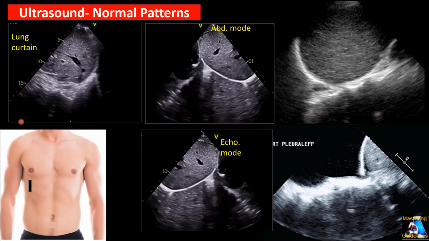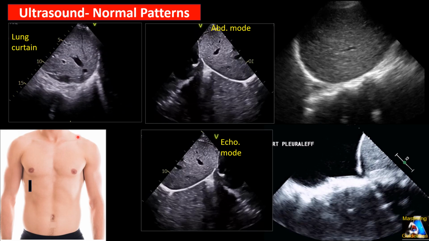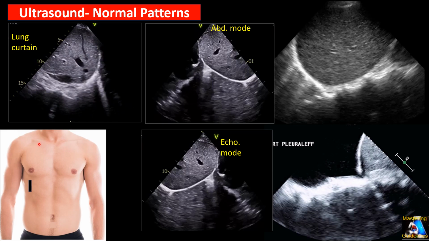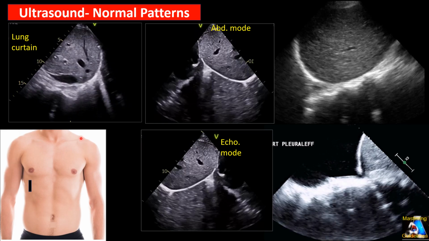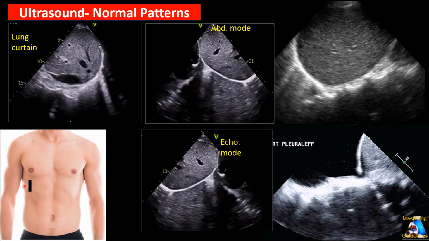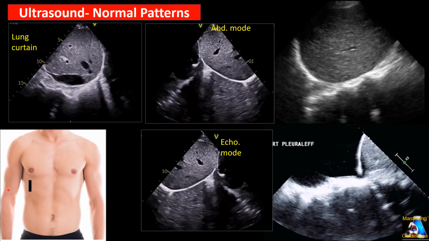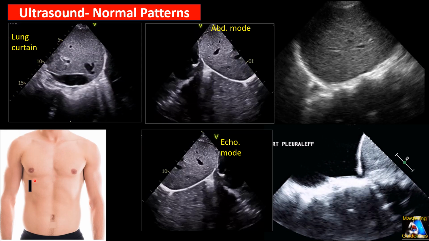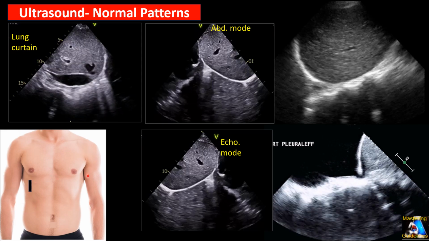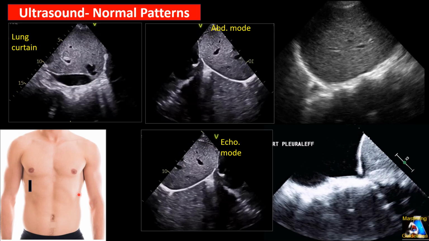Another normal finding in 2D ultrasound of the lung is the characteristic feature of the diaphragm. When we scan the lower part, especially close to the diaphragm on the right side and left side, below the diaphragm we have the liver on the right side and the spleen on the left side.